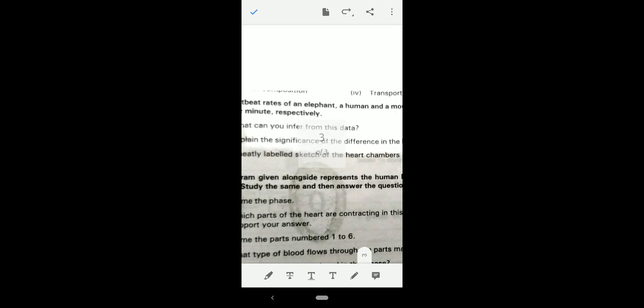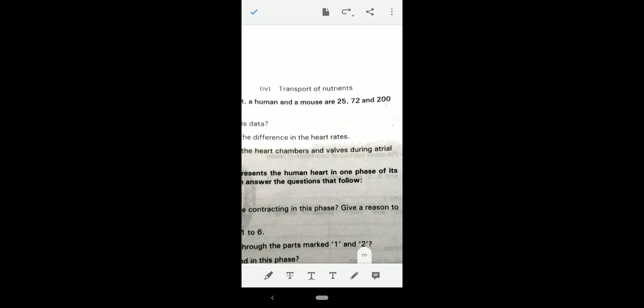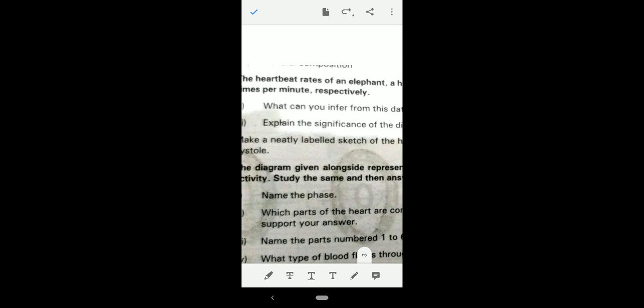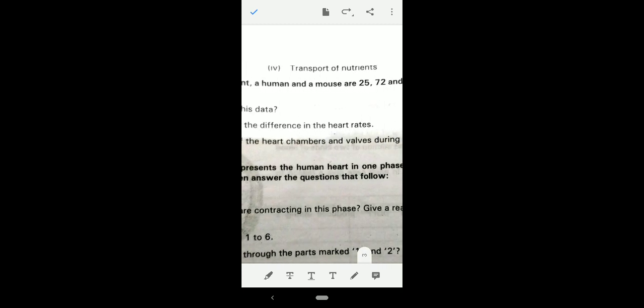The heartbeat rate of an elephant, a human and a mouse are 25, 72 and so on per minute respectively. What can you infer from this data? We can infer that the smaller the size, the higher the heartbeat, because the smaller the size, the more loss of heat there is. Explain the significance of the difference in heart rate. The significance is that if the heart rate is low, it means the blood is supplied through the entire body fewer times, so there will be less loss of heat.